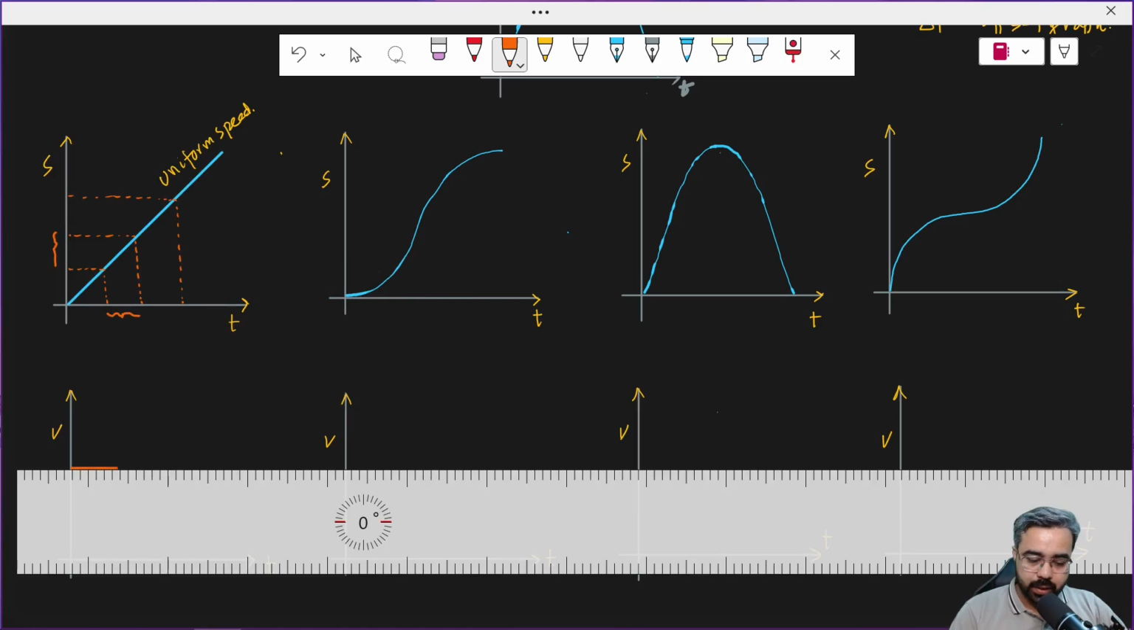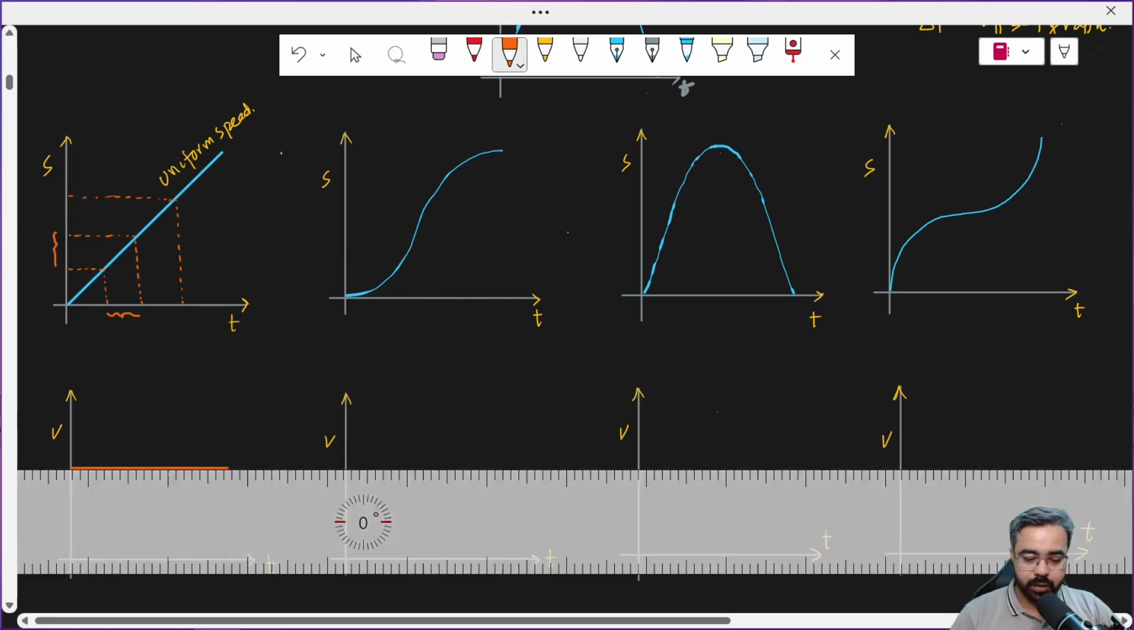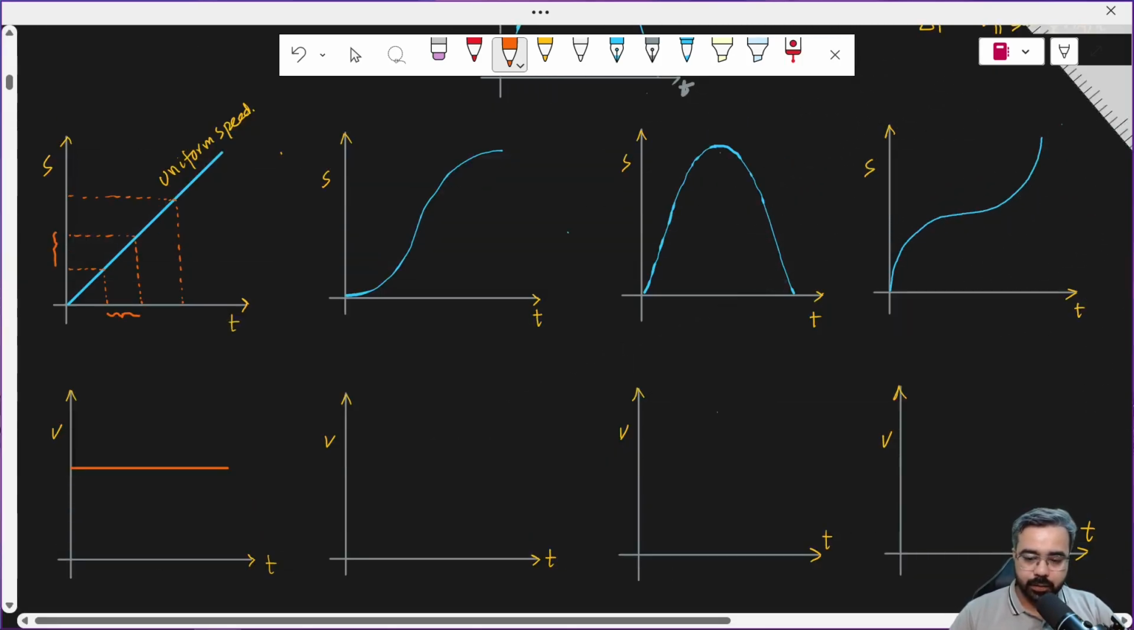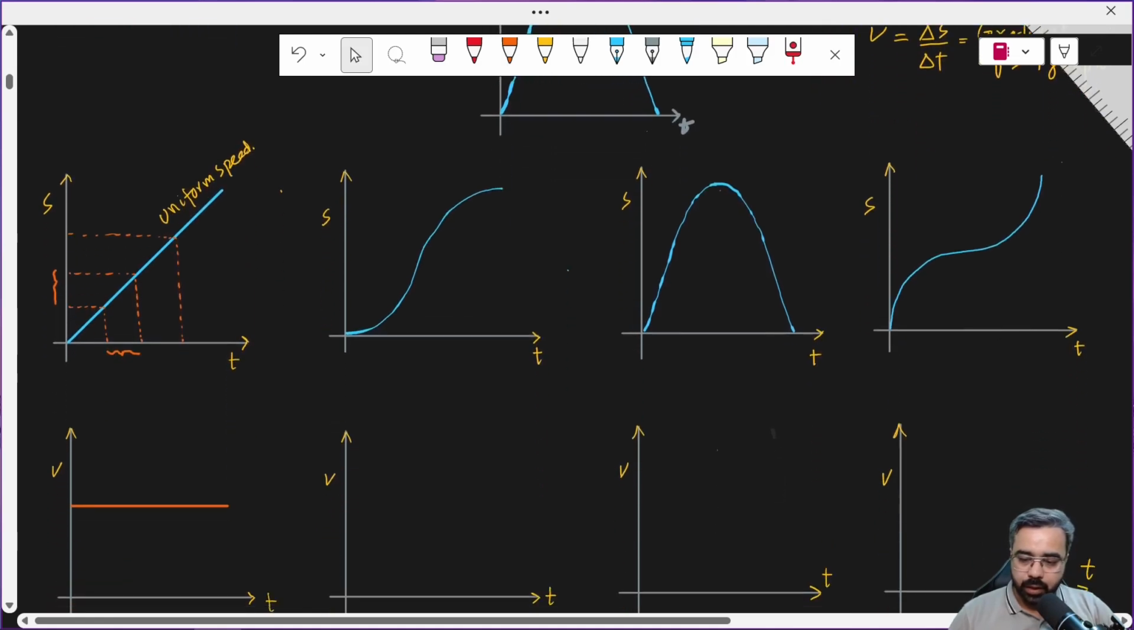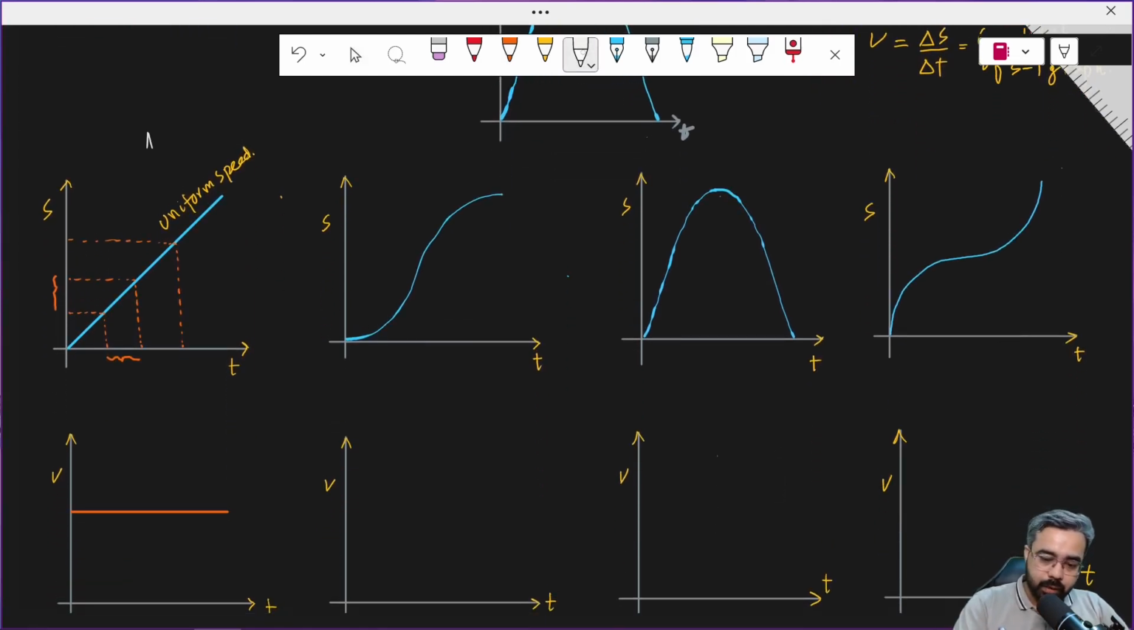So this should be the graph of velocity. It is obviously not giving us that curved graph. Okay, now we will go directly after A, we will go directly to C.